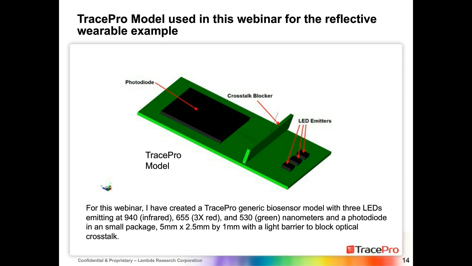So for this webinar, I decided to take a look at what was out there, and I created a generic model. And here you have a generic model, which includes the 3 different LEDs, one in the green, one in the red, and one in the IR. On the other side, we have a photodiode. And, of course, we've got that crosstalk blocker, which hopefully is going up against the skin so I don't get stray light pass between these 2 mechanisms, the source and the detector.